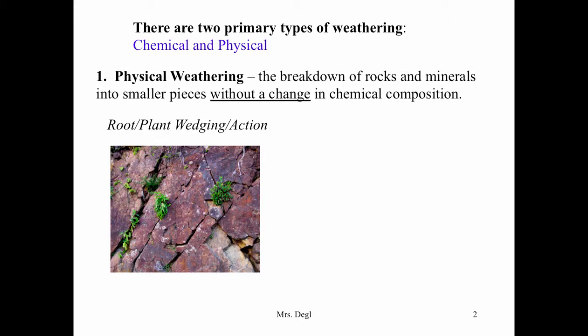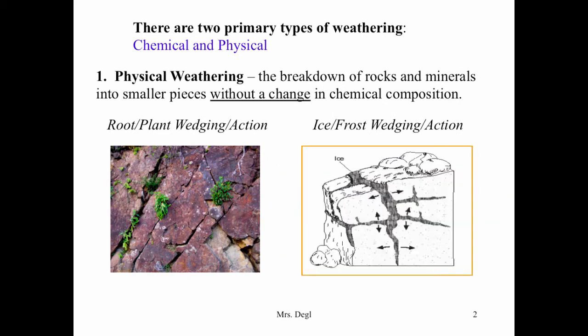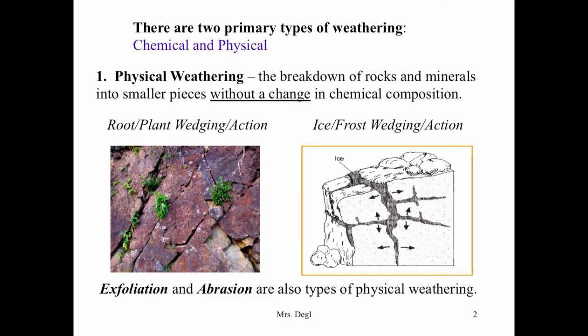So roots, ice wedging, all that is physical. Ice going into cracks and making the cracks bigger is physical weathering. Exfoliation and abrasion are also types of physical weathering. Abrasion was one of our vocabulary words that we had to look up for our lab. It's the scarring, the tearing on the external surface. That is physical.